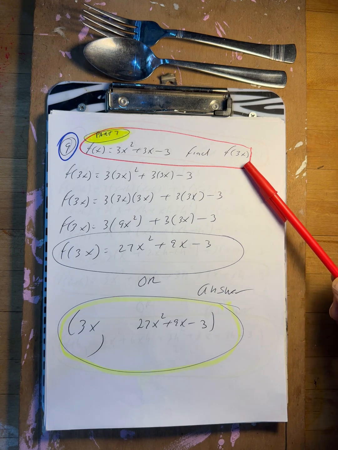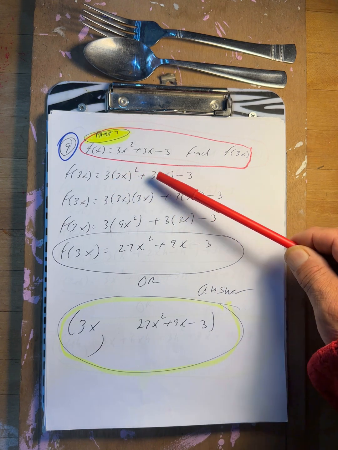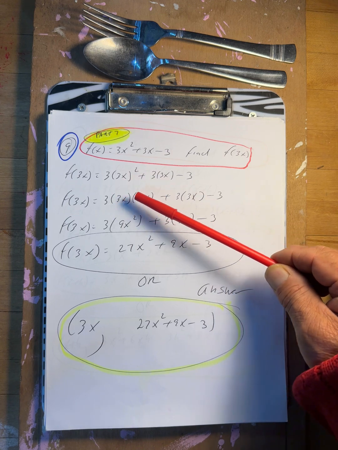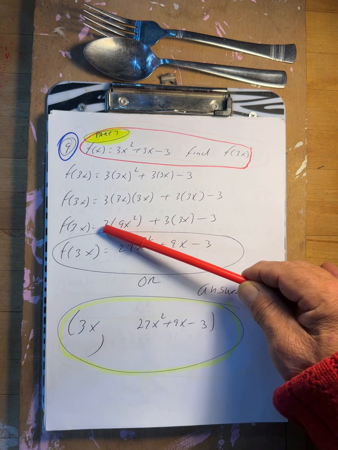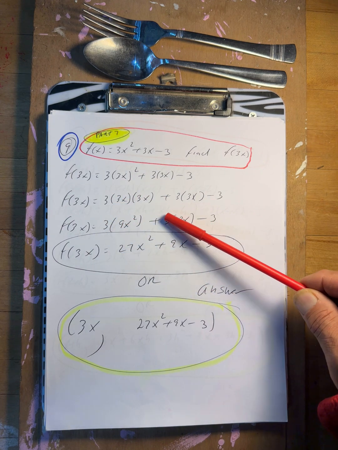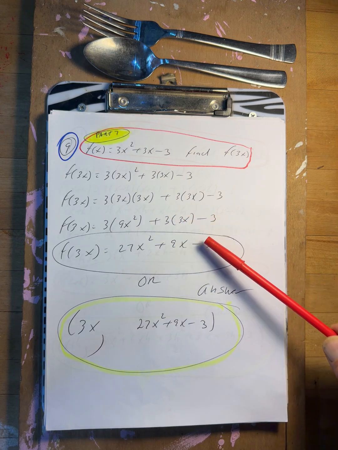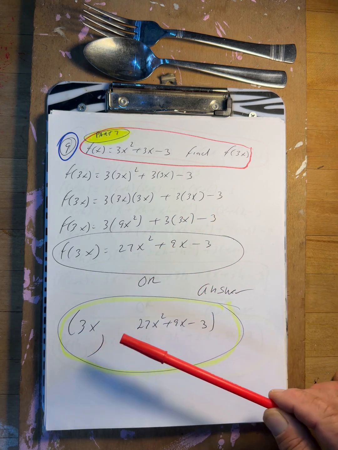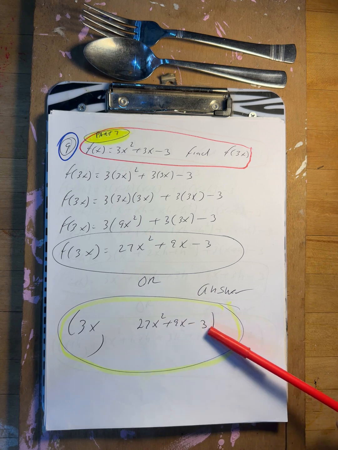This one, f of 3x. Put a 3x in there, 3x in there, 3x in there. Squared means 3x times 3x is 9x squared. 3 times that is 27x squared. 3 times 3x is 9x, minus 3. When you put 3x in there, what happens? You get 27x squared plus 9x minus 3.